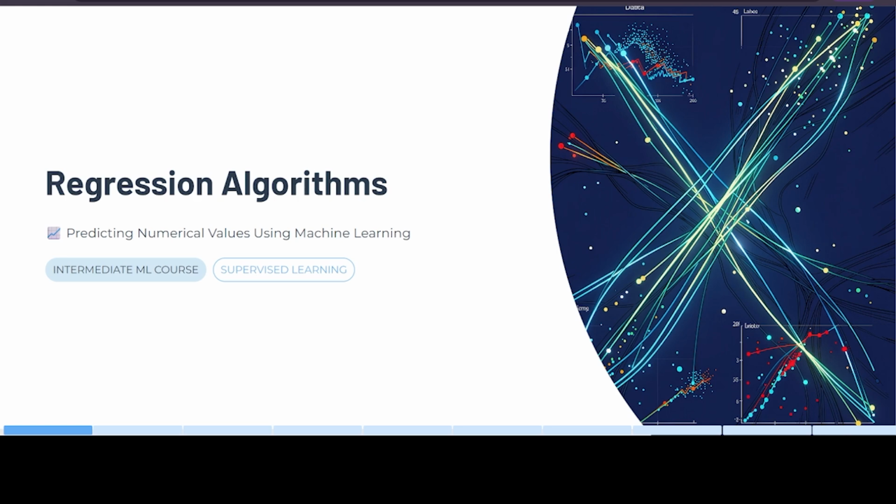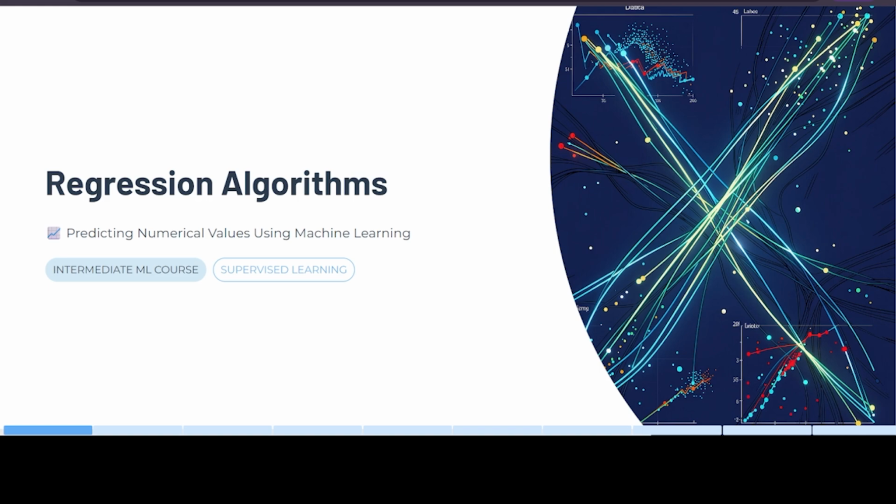But if we don't want a category, we want an exact number, for example, what will be the price of the house? How much revenue will the company earn next month? Or what will tomorrow's temperature be? What will be the resale value of this car after 5 years? Notice something here. All these answers are numbers, right? And that is exactly where regression algorithms come into the picture.